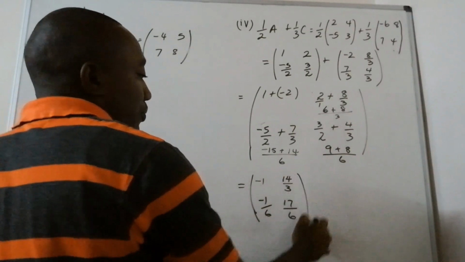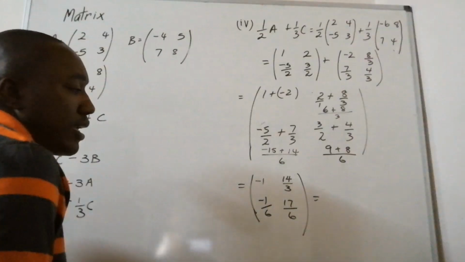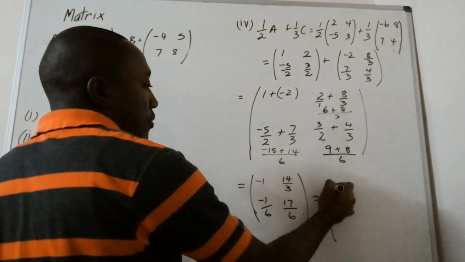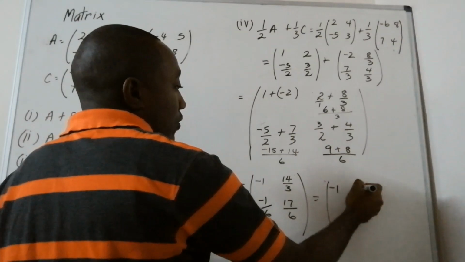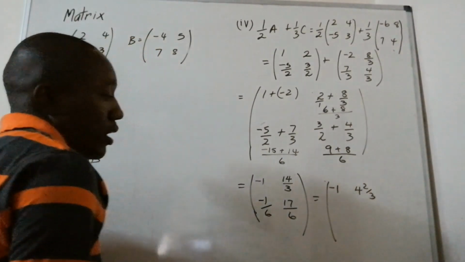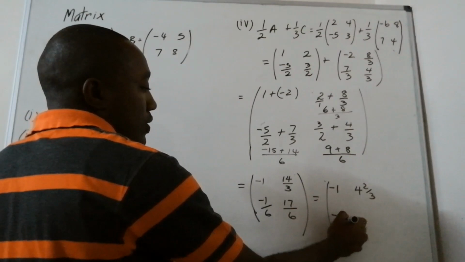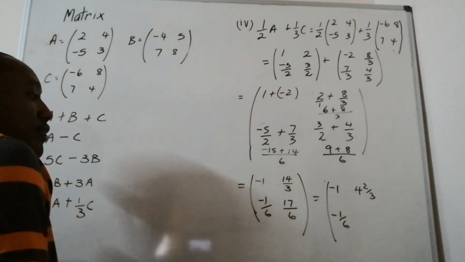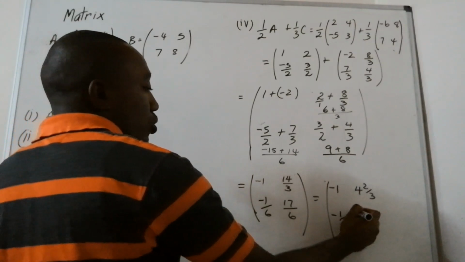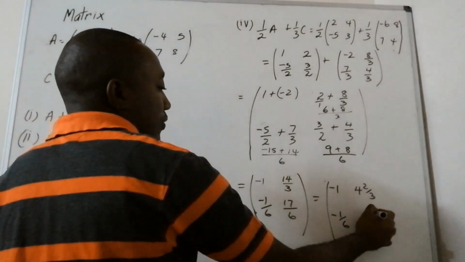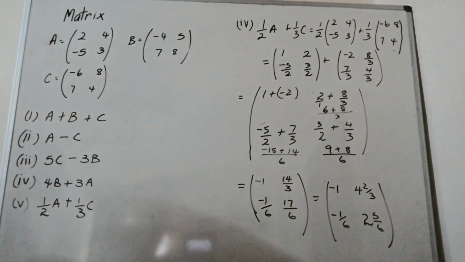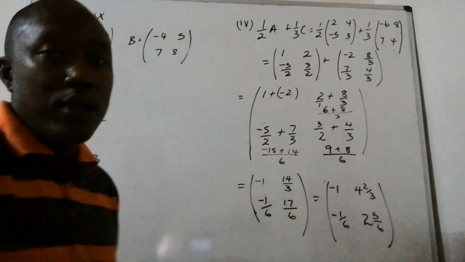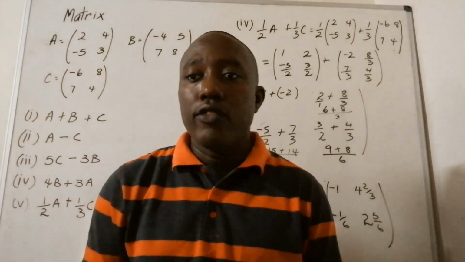So what we can do, we could write them as a mixed number. So we'll have minus 1, 3 into 14 is 4, 4 and 2 over 3. This will remain as minus 1 over 6. And 6 into 17, that will give us 2 and 5 over 6. So there we have our answer, and if you have that same answer, well done. And what we'll be going on to next is multiplication of matrices.